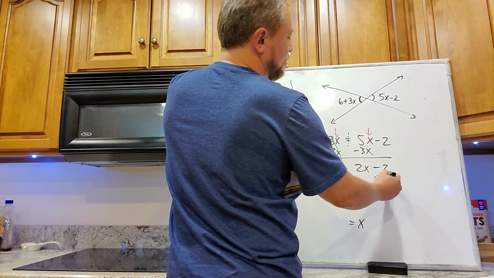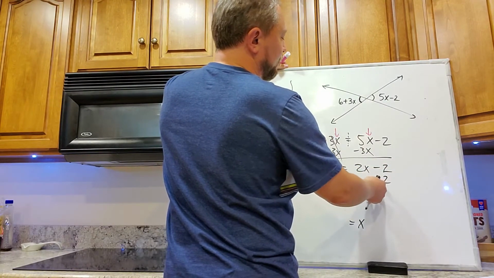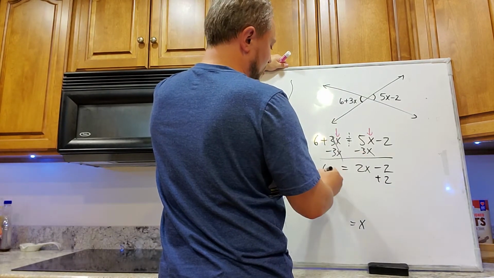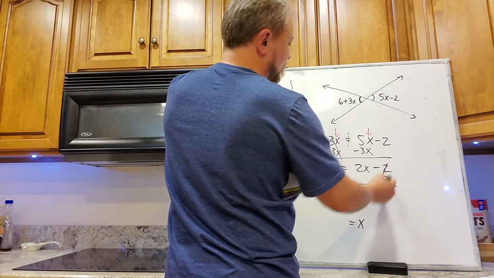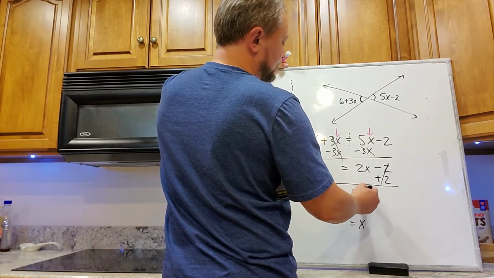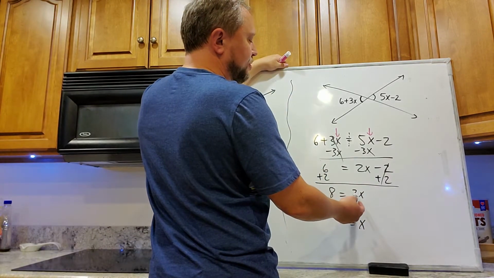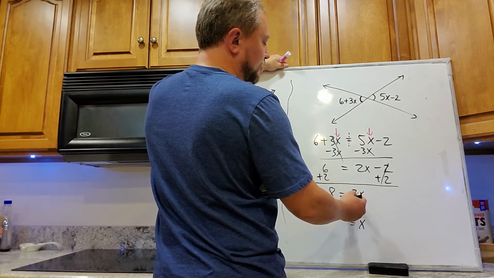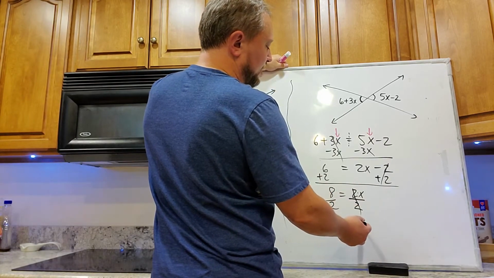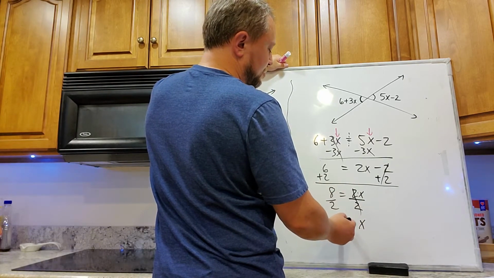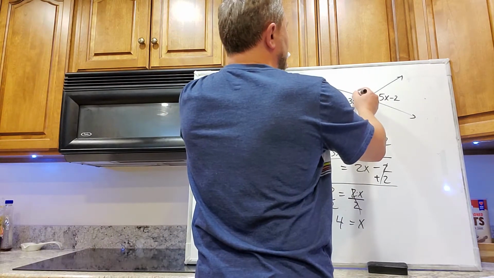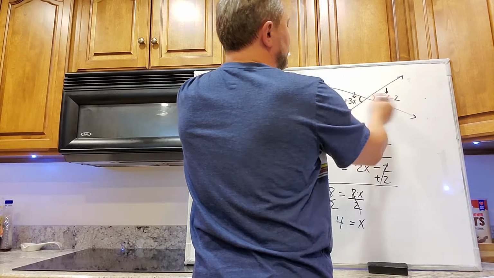The one that I can get rid of by continuing to add and subtract is this one. Minus 2 we can get rid of by adding 2. But whatever I do to one side now, I've got to do the other like I did up here. So plus 2. 6 plus 2 is 8. That's just 2x. Now to get rid of this 2, it's being multiplied, so I'm going to have to divide. And I find then that x is 4.